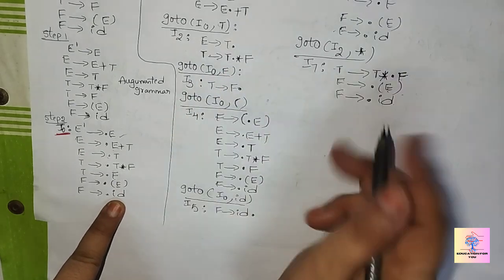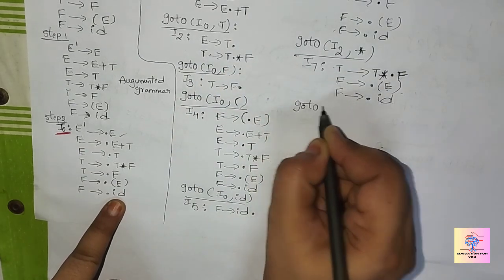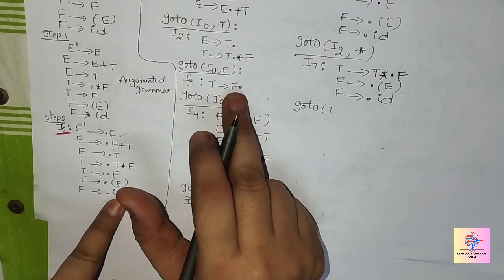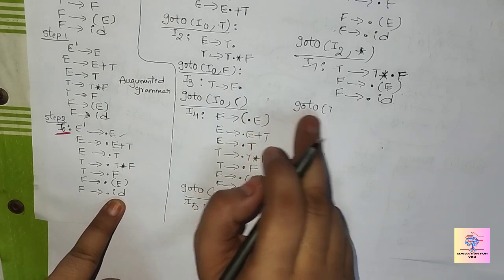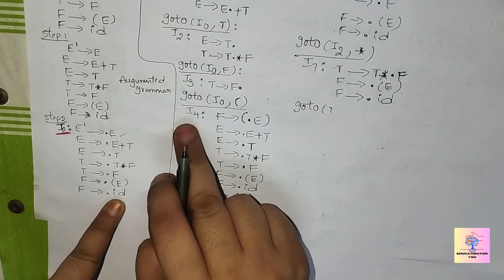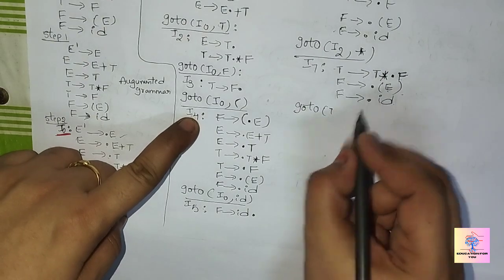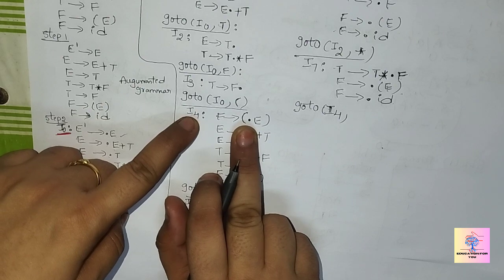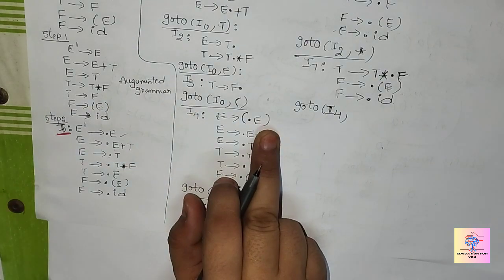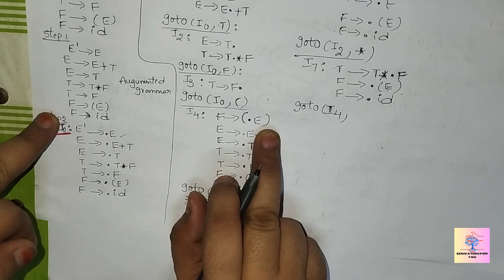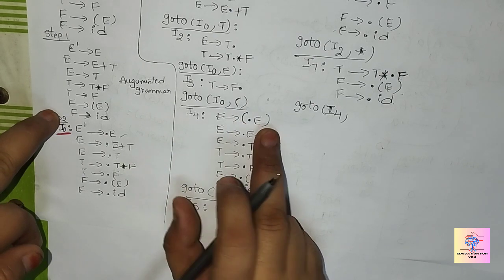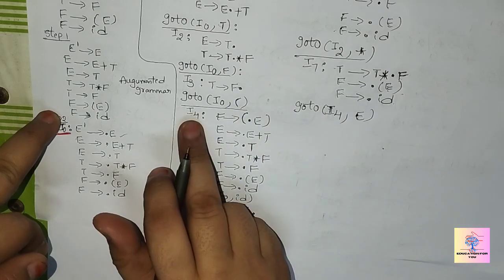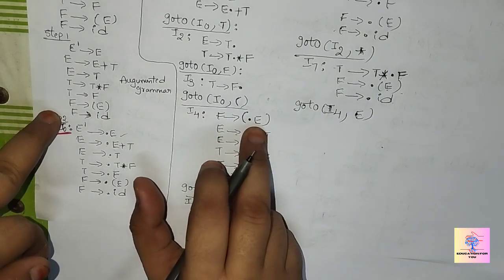Now coming to I3, that is go to I3. Coming to I3, the dot is there at last, so there is no go to for I3. Now go to I4. I4 comma, so after the dot what is there here? E is there. You have to shift this dot to after E. That is I4 comma, for E you have to perform the go to.